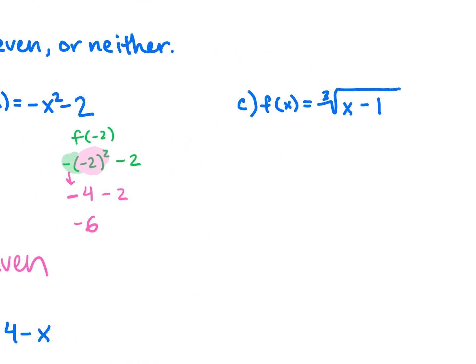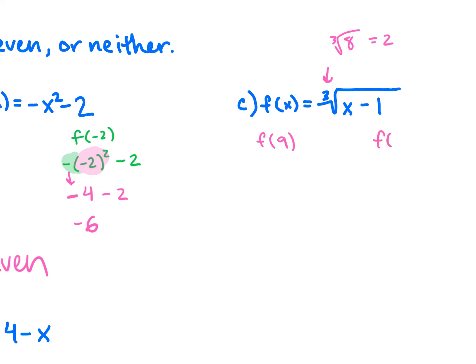And then for C, I see that I have a cubed root, so thinking about it, I know what the cubed root of 8 is, and that would be 2. So I want to make the inside of this 8 when I plug in my numbers, or I could make it 1 by plugging in 2, which would work also, but again, you could plug in anything. So I'm going to plug in 9, because I know that 9 minus 1 would be 8, and I can take the cubed root of 8.